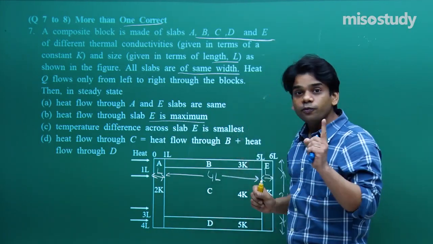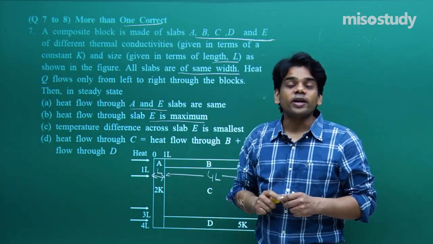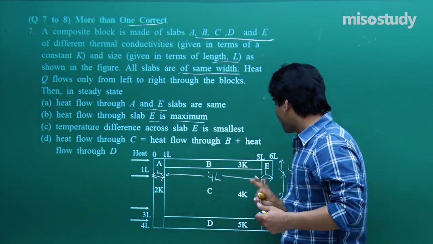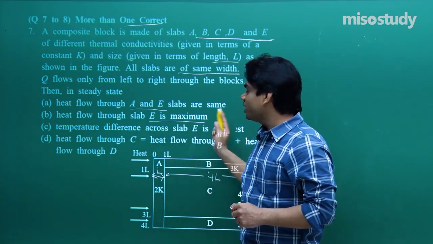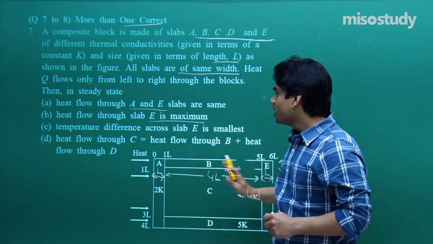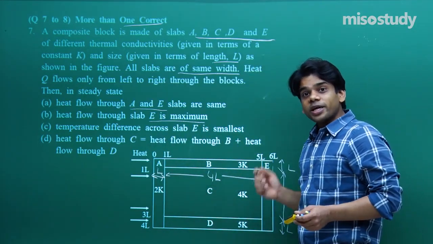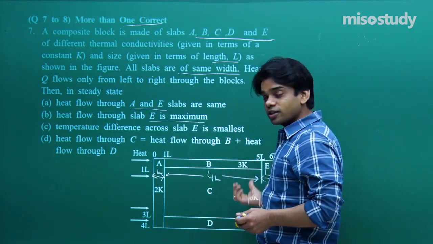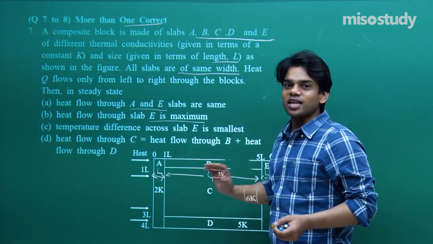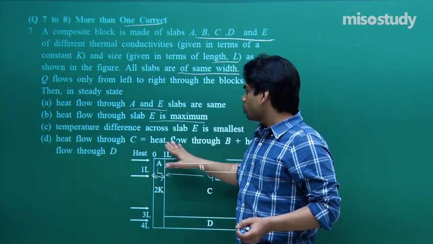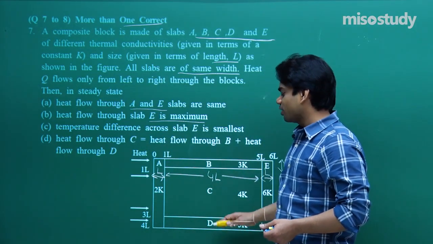In steady state, see what we need to decide. Heat flow through A and E slabs are the same. So we need to find out the rate of heat flow through A and E, whether they are the same or unequal. Heat flow through slab E is maximum, so that is what we need to check. Temperature difference across slab E is smallest. Now we need to also find out the temperature difference across E. So if it's said that it's smallest, you need to evaluate the temperature difference across each one of the slabs. Heat flow through C is equal to heat flow through B plus heat flow through D.